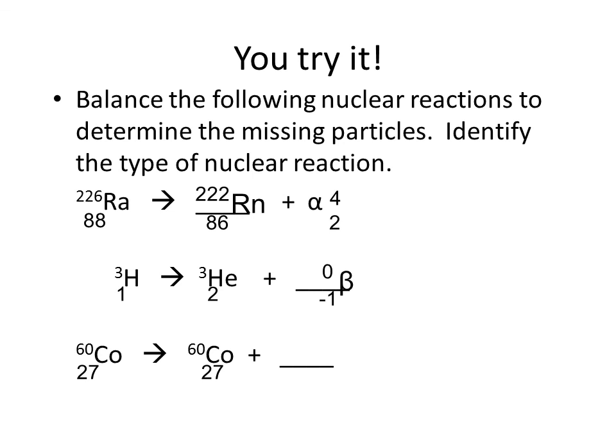If we look at the last reaction, we can see that the mass is not changing, nor is the charge. That means the particle has to have no mass and no charge. The only thing that has those is a gamma particle. Now, if we look at each of these, we can see these are all emission reactions. The first one is alpha emission, the second one is beta emission, and the third one is gamma emission.